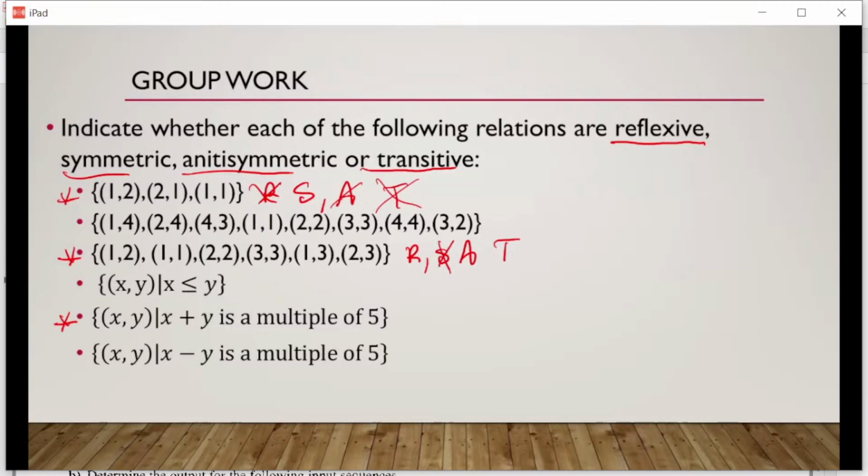Okay, transitive. What do you think, Lucas? Is this thing transitive? I don't think so. Okay, if it's transitive, it means that if, for example, 1 is related to 2, and 2 is related to 3, I better have a 1, 3. Is there anything else we need to check? No, so this thing is transitive.